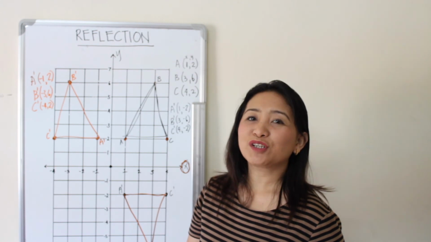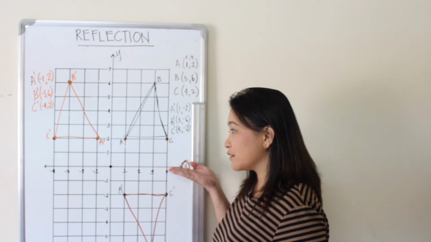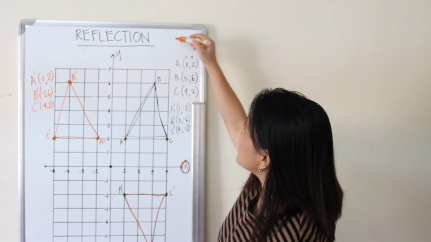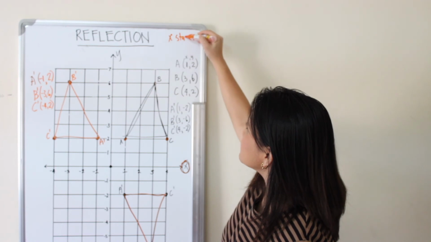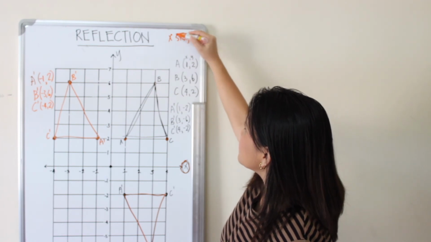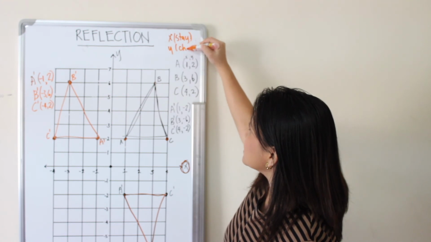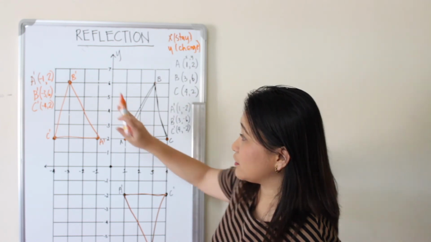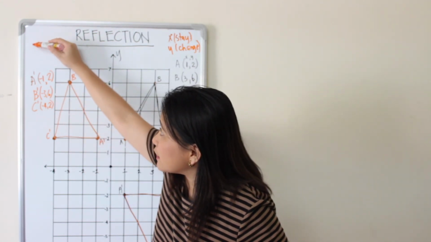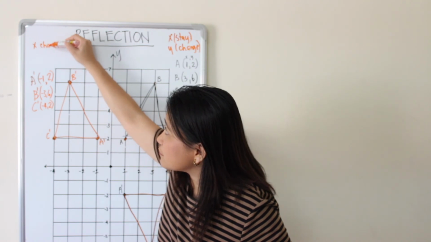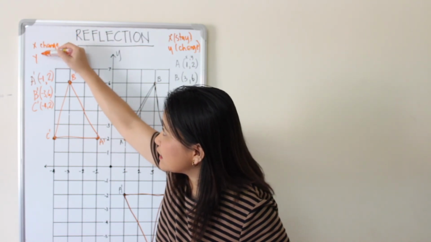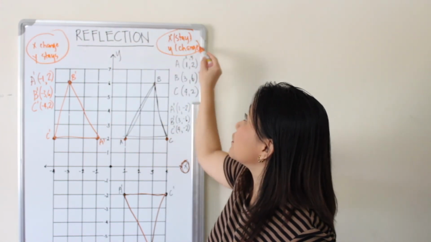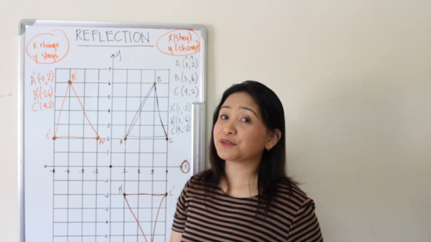Okay, so let's recap what we've learned. When we reflect along the x-axis, the x stays the same, and the y changes. That's for the x-axis. If it's on the y-axis, the x changes, and the y stays. So two basic rules to remember.